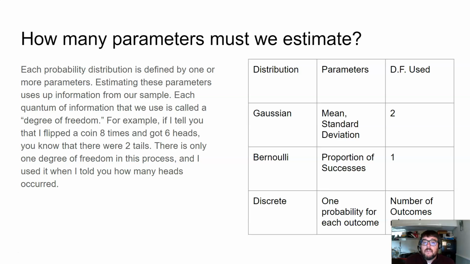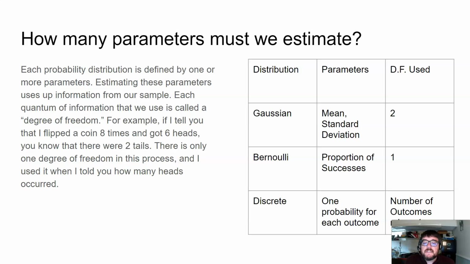If you have a Bernoulli distribution, which is success or failure, there's only one degree of freedom. That's the proportion of successes. So once I tell you the chances of success, then you can automatically calculate the chances of failure as 1 minus the chance of success. That's why we say it's a degree of freedom. Once we have defined the chance of success, the chance of failure can't vary. It's not free to vary. We know what it is.